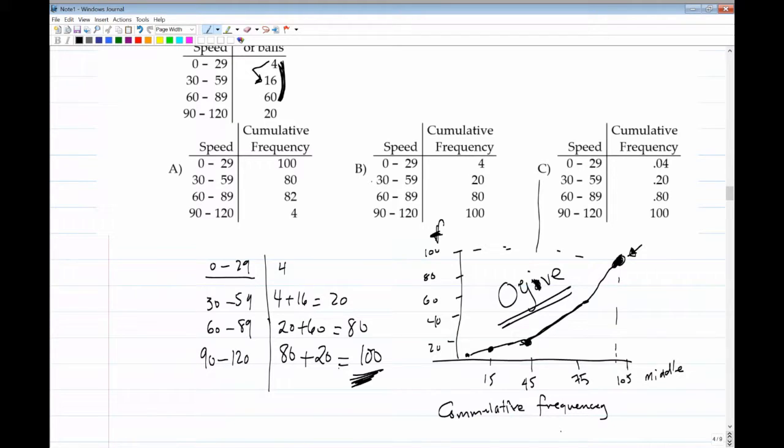Ogilvy, which is a French word, but a French word for the cumulative frequency.